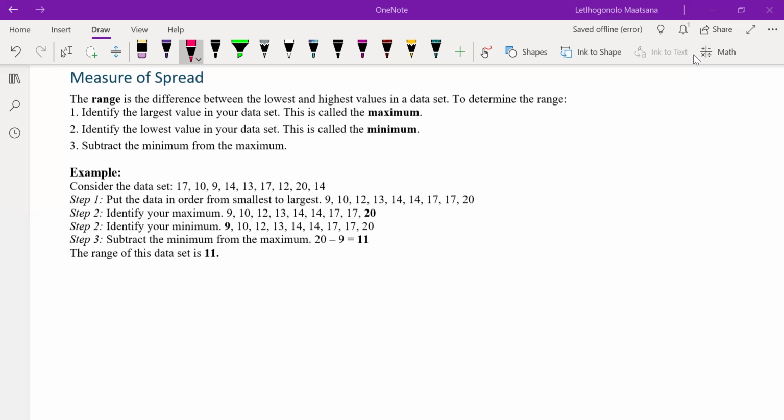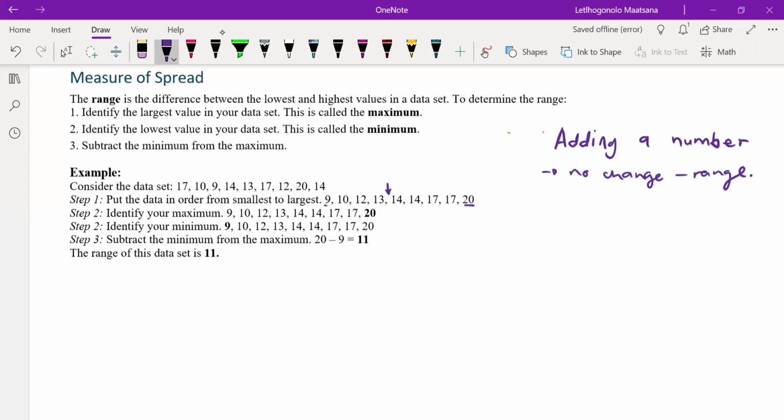Now, let's talk a little bit more about the range. What can we do to change our range? Let's talk about adding a number. Now, the number we have added is going to depend. If the number falls within these numbers, so it's greater than 9 but less than 20, then there will be no change to our range.